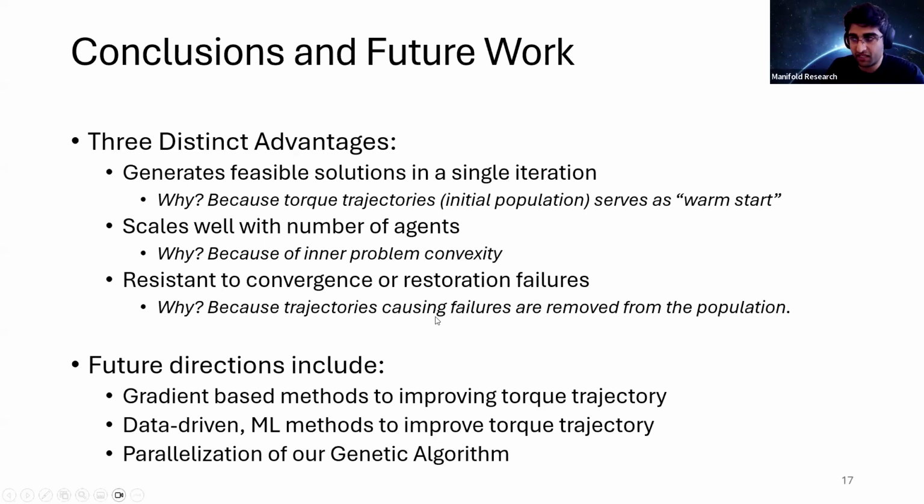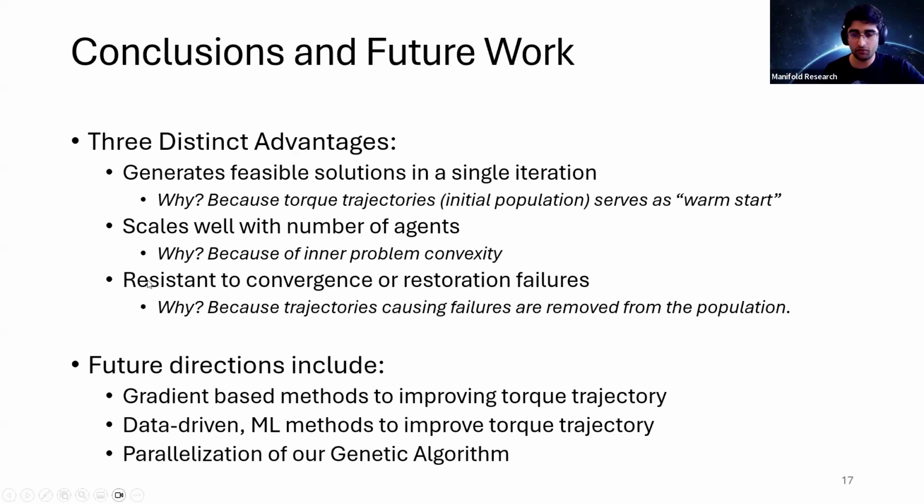Our method also seems to scale well with the number of agents, and this is probably because of the inner problem complexity. The number of agents only factored in the inner problem. The outer problem is only concerned with optimizing the resultant torque trajectory, so the number of agents does not factor into the outer problem at all. It factors into the inner problem, but the inner problem is convex, so it can be solved rapidly. And so that's another nice thing about this bi-level formulation.